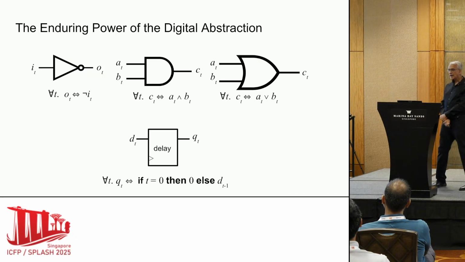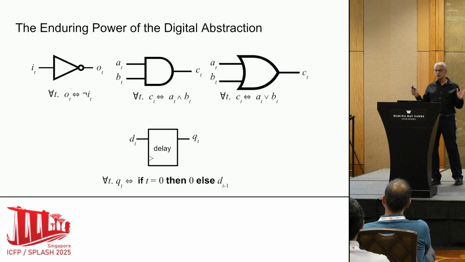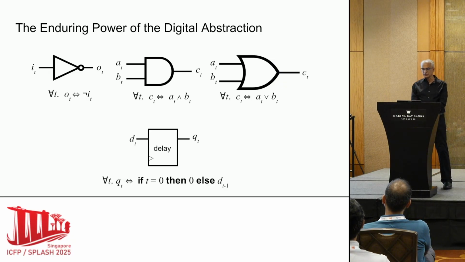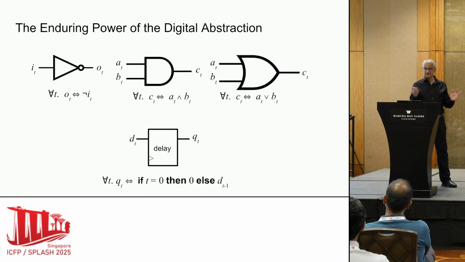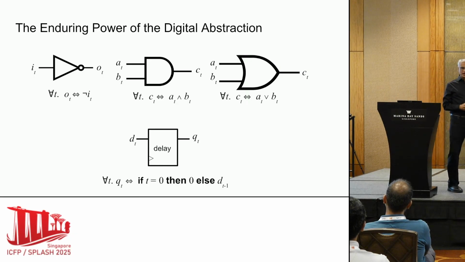Another thing I'd like to highlight is the enduring power of the digital abstraction. It's been hugely successful. Abstracting voltage levels on wires to zeros and ones and using Boolean logic to reason about sequential circuits has been immensely scalable. It lets us design chips of billions of transistors. I think that's quite fantastic, and I don't think we often pause to think about how amazing this simple abstraction is, how powerful it is, and how well it has scaled.